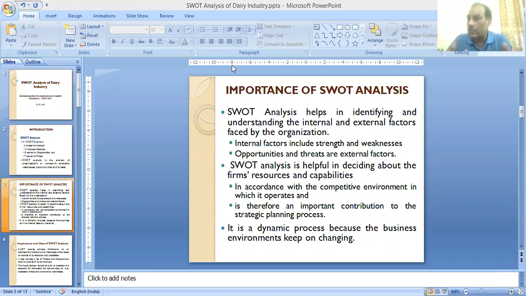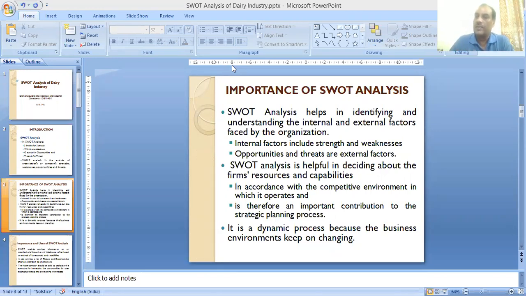So we have already discussed in detail that there is a micro environment and a macro environment, factors which affect the organization from the outside, and then there are factors which are within the control of the organization, which are internal factors. SWOT analysis is the analysis of all those kinds of factors which affect from outside the organization and from within the organization. Strengths and weaknesses are the internal factors, and opportunities and threats are the external factors.